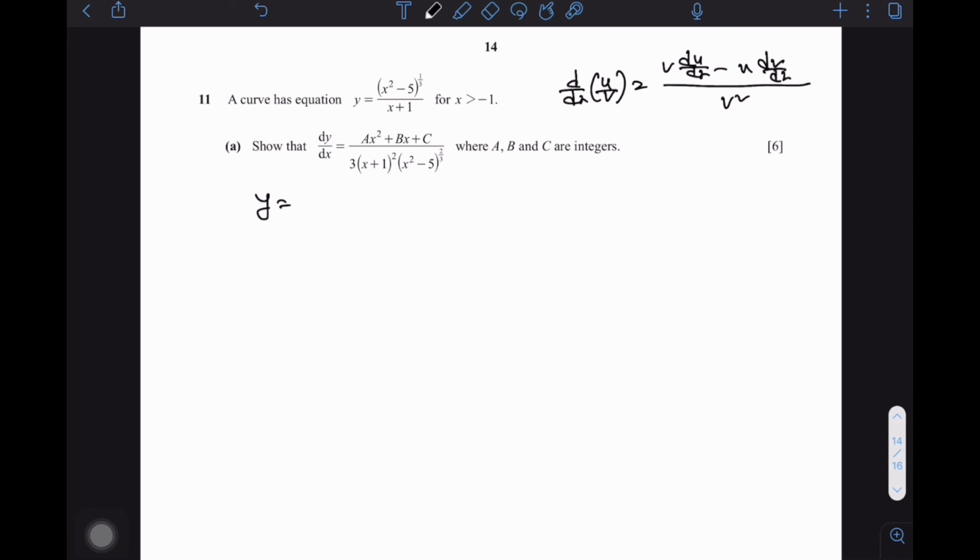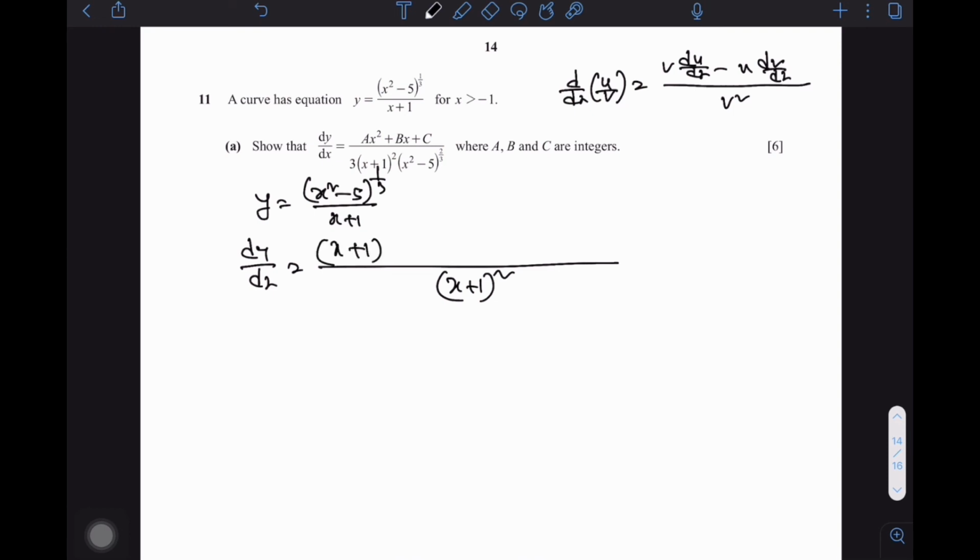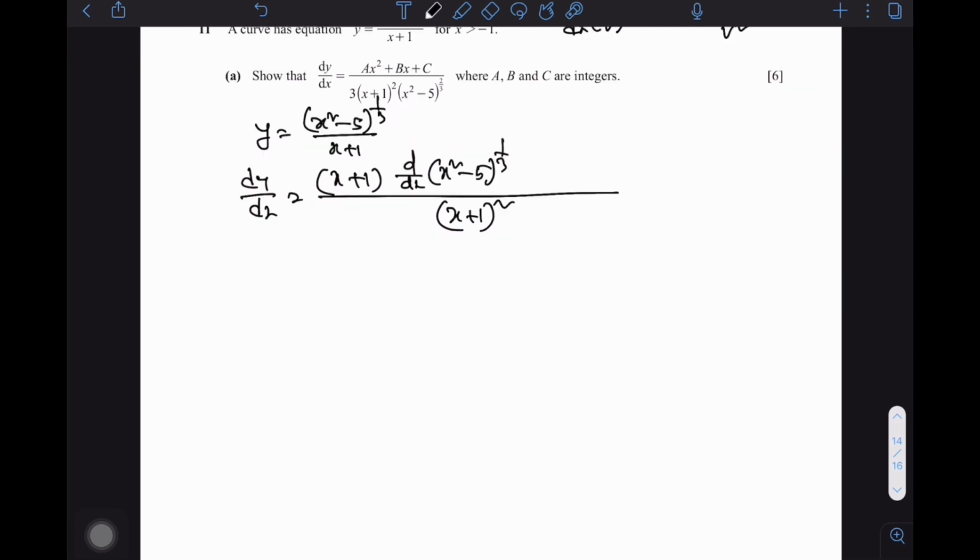Y equals (x² - 5)^(1/3) over x + 1. So dy/dx will be over (x + 1) whole squared. Then there will be x + 1 because the upper one is u, the down one is v. V I have written here, d/dx of u, minus (x² - 5)^(1/3) d/dx of x + 1.